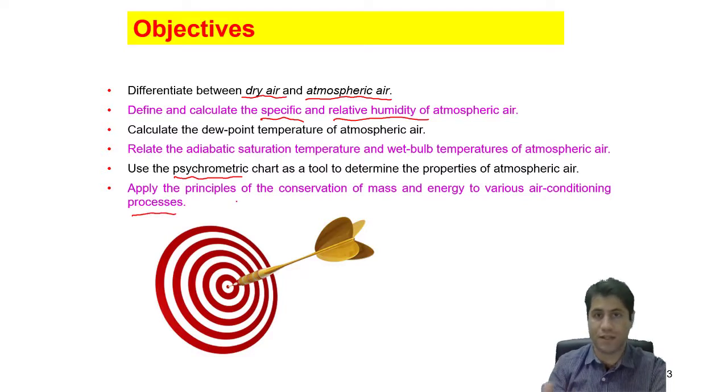So we will see what air is and what humidity is. Different definitions for humidity will be introduced to you, and also we'll see how we can measure these different types of humidity, and at the final step, we will see how we can use that to evaluate different types of air conditioning systems.